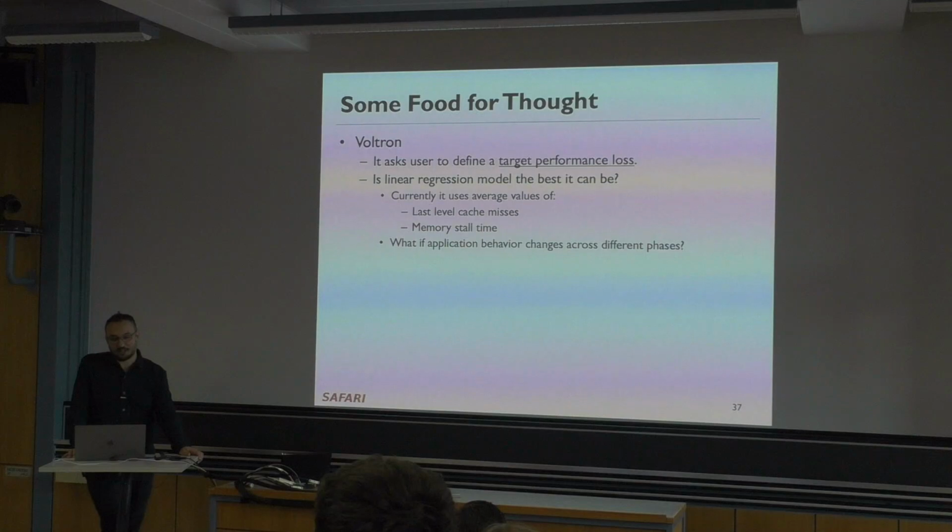So another thing I want to ask you guys is that Voltron is asking users to define a target performance loss, right? So the user should specify something, and it is about the performance. And when we reduce the voltage, we save power. And as I said earlier, energy depends on both power and performance. So what do you think about combining these three together in a more automated system, where maybe the user does not require to specify a target performance loss?